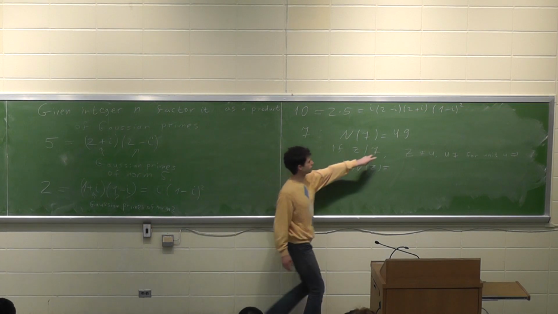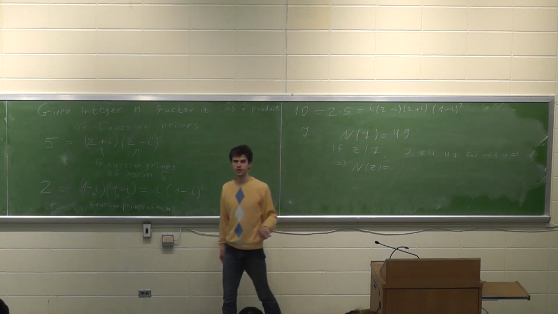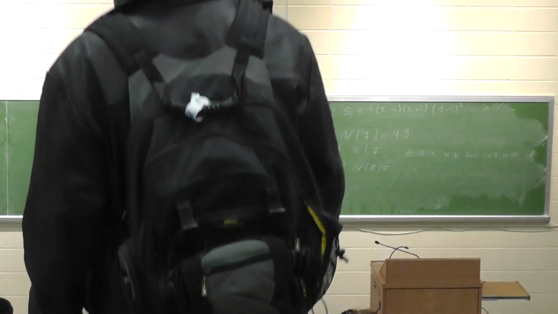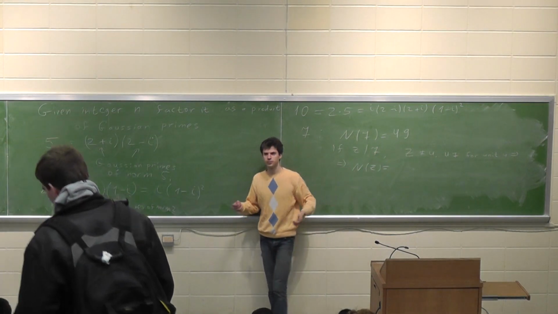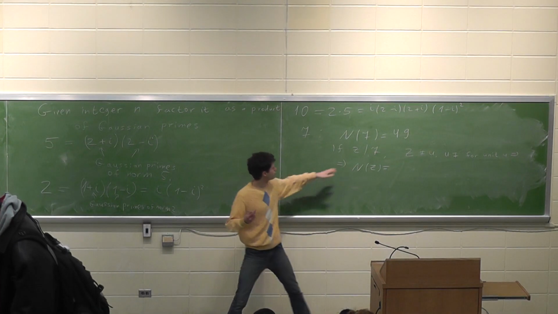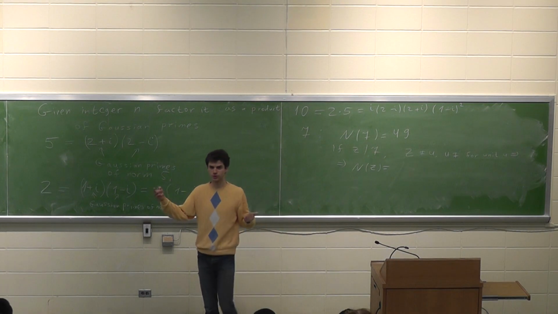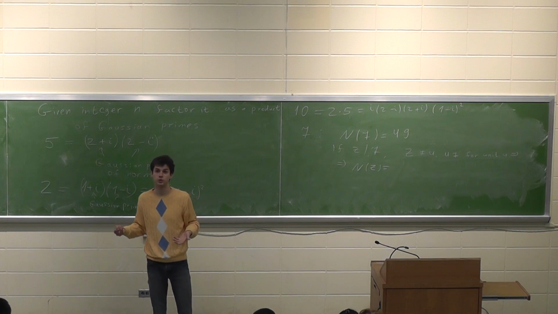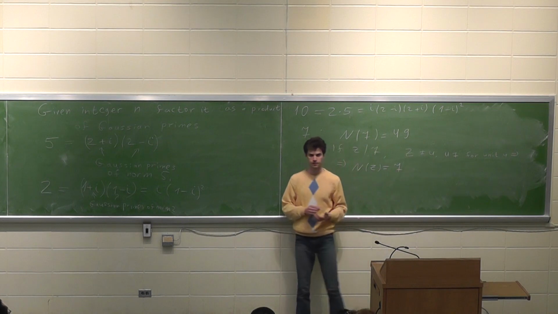So what are all the possible factors of 49? 1, 7, 49. But 1 is not good because it would be a unit. 49 is not good because, well, if some number of norm 49 divides 7, then you divide 7 by z and you get a number of norm 1. So you get a unit. So the norm of z can only possibly be 7.